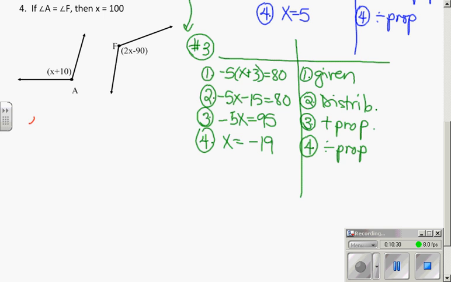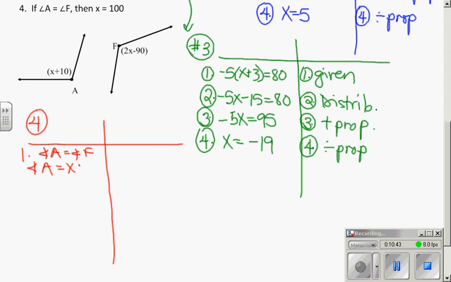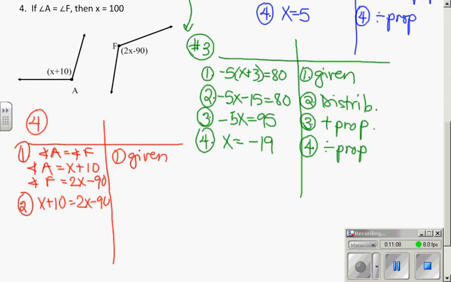Now the next proof is combining math and pictures, our algebra and our pictures. In this case, we have given information in both the words, angle A equals angle F, and from the pictures themselves, angle A is equal to x plus 10, and angle F is equal to 2x minus 90. That is all given information. Now my first step, if A equals F, and A is equal to this value, and F is equal to that value, that means those values are equal to each other. And that is by substitution.